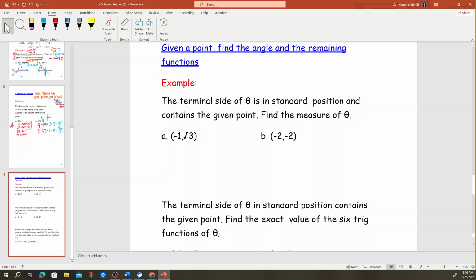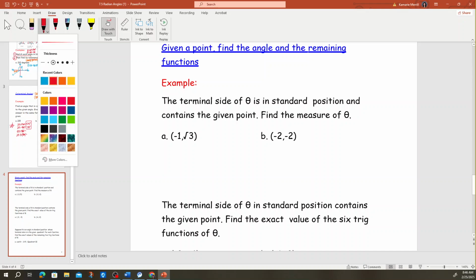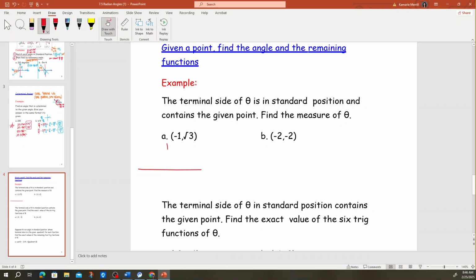We'll try them. Okay, here we are. I either give you a point or I give you the terminal side of theta, okay? So the terminal side of theta in standard position contains this point. Tell me what theta is. Now, some of these might be specials from last time, so let's see if you can pick it out. If you can't, that's okay. What quadrant will -1 root 3 fall within?